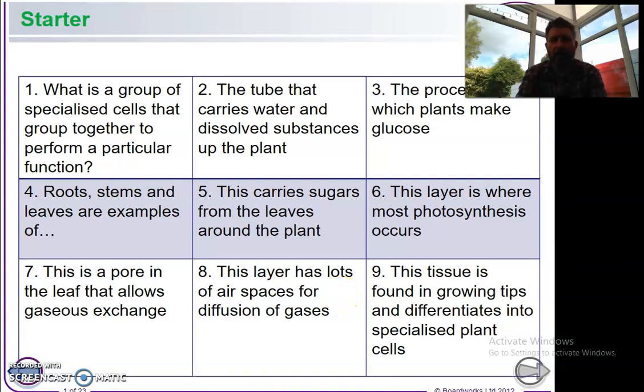Okay, hi guys. Today we're going to look at movement in plants, and we're going to be looking at some of the specialised tissues in plants that help that take place. We're going to look at a process called transpiration. So before we start, a couple of things.